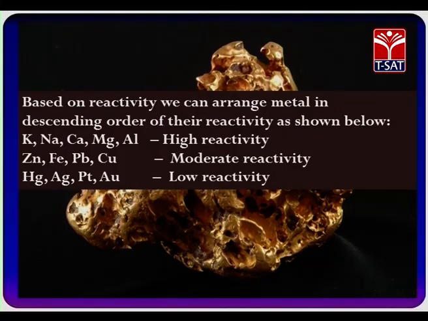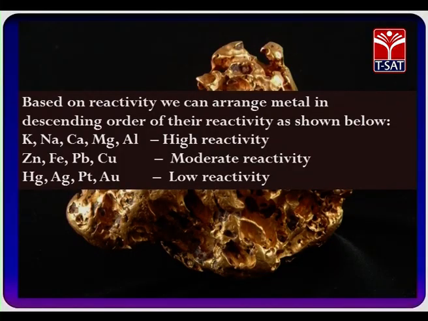Now, let us see what are the highly reactive metals. Potassium, sodium, calcium, magnesium and aluminium are highly reactive. So, next moderate reactive metals are zinc, iron, lead and copper. And the least reactive metals are mercury, silver, platinum and gold. So, we can classify the metals as highly reactive, moderate reactive and least reactive. By this we understood that the least reactive metals are obtained in the free state and the highly reactive metals are obtained in the form of minerals combined with other elements.